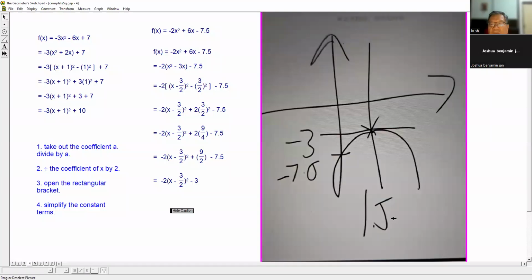Axis of symmetry 1.5, correct. Move down 3 steps, correct. Cut the y-axis. Okay, correct. So today no homework. This is correct. We continue next week, Thursday, right?